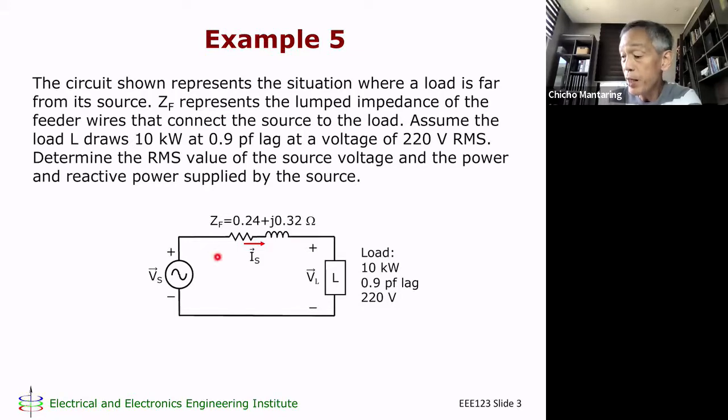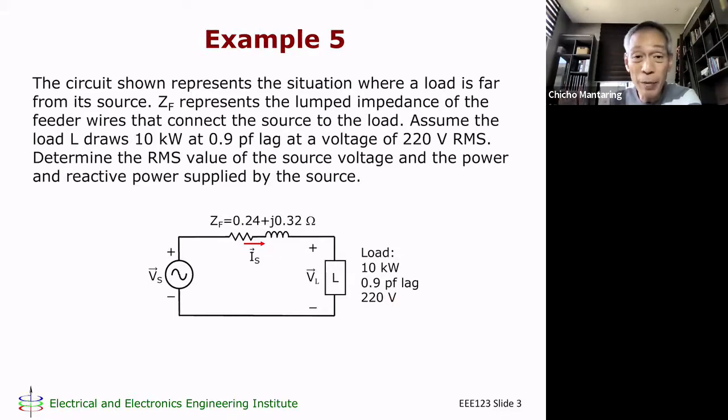Typically, the impedance of the line is negligible, but when the line is very long, then we have to take into consideration the impedance of the transmission line. Now, ZF represents the lumped impedance of the transmission line or the feeder wire. Sometimes you call it transmission line, sometimes a feeder wire, that connects the source to the load. Now we will assume that the load draws 10 kilowatts at 0.9 power factor lag at a voltage of 220 volts RMS. In other words, the source voltage was adjusted so the 220 volts appears across the load.